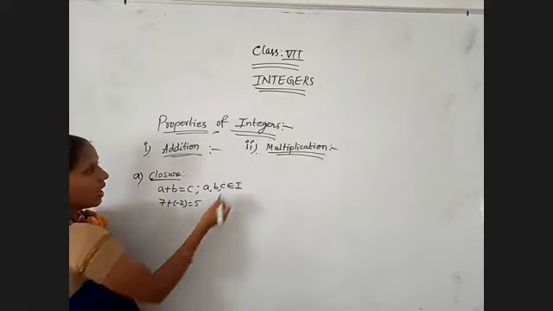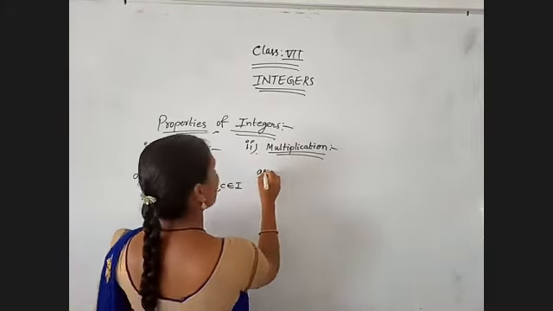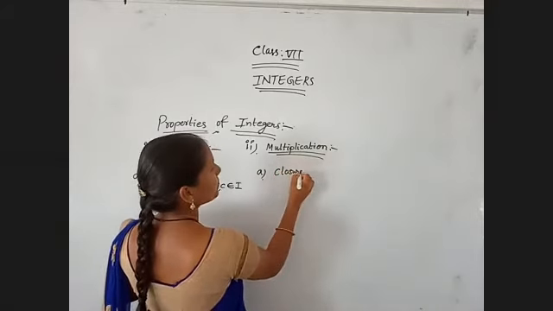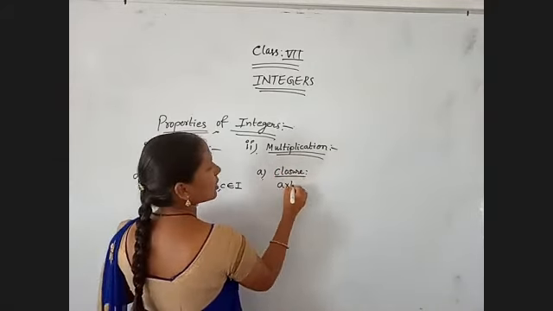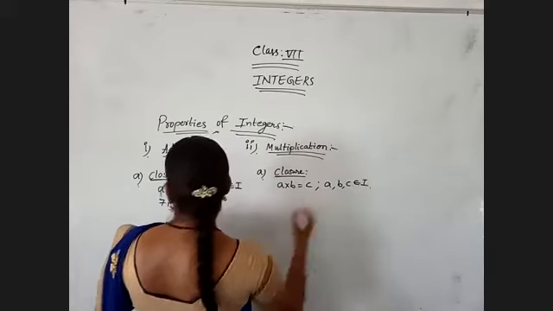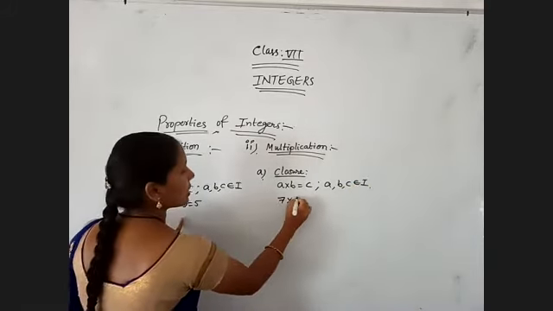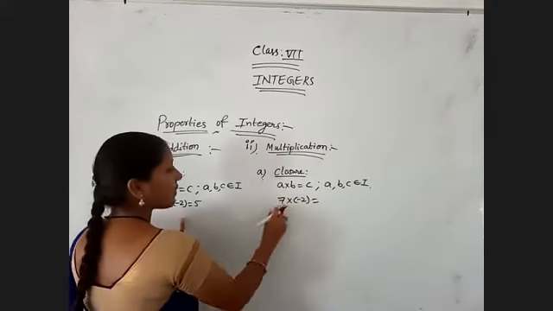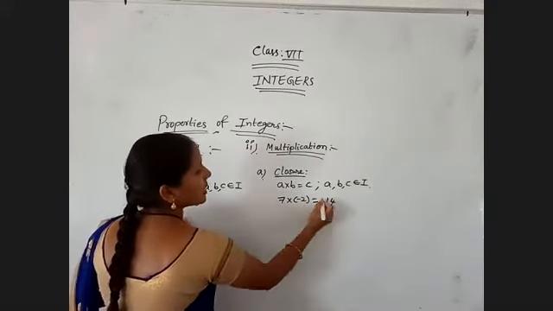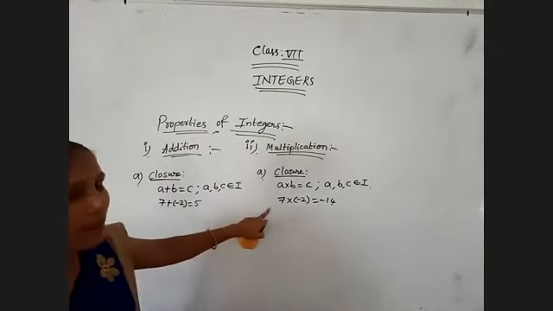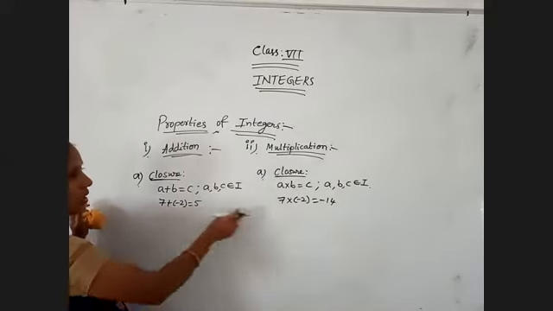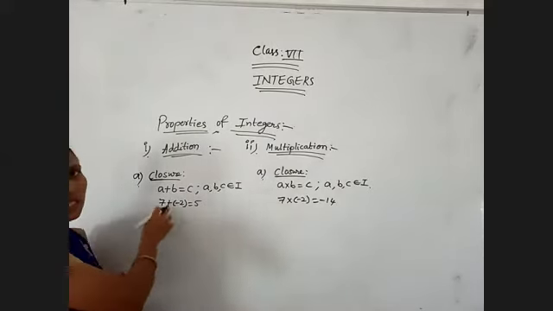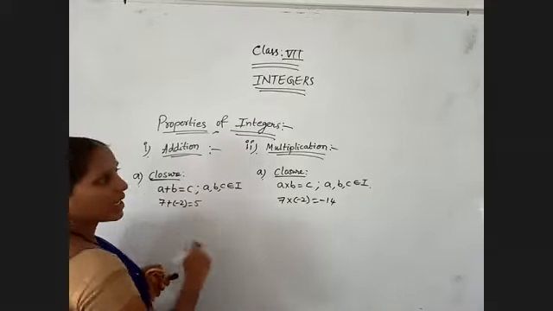So this is true. And coming to the multiplication operation, the same closure property: if we are multiplying any two integers, this will be an integer. Now take the same integers, 7 into minus 2, which is minus 14. Here 7, minus 2 and minus 14 all belong to integers. So both for addition and multiplication the closure property holds. Coming to subtraction also.